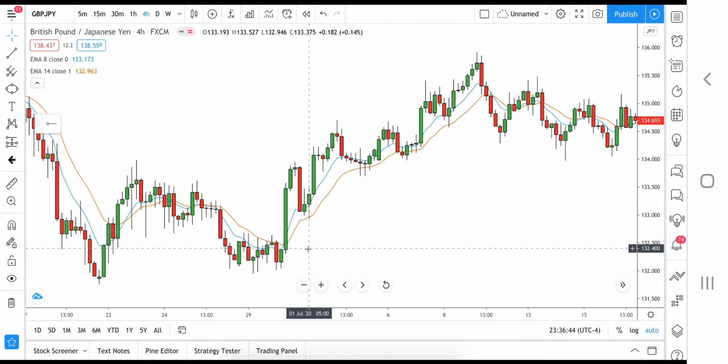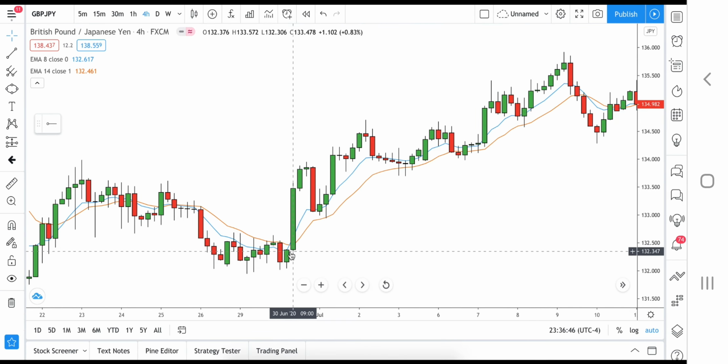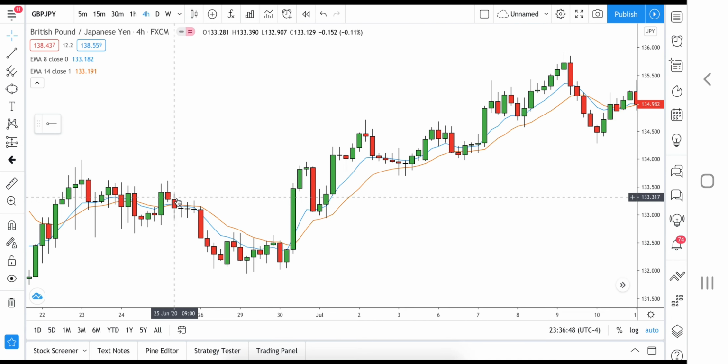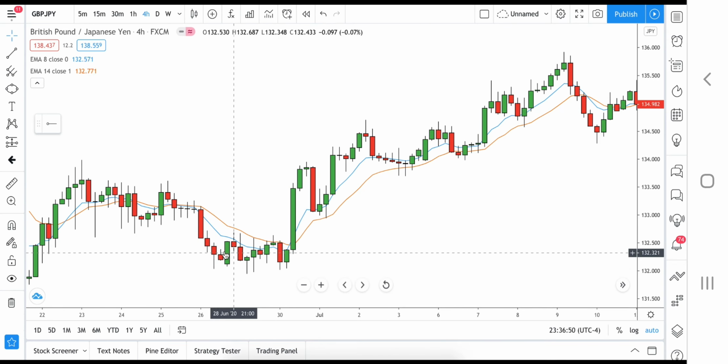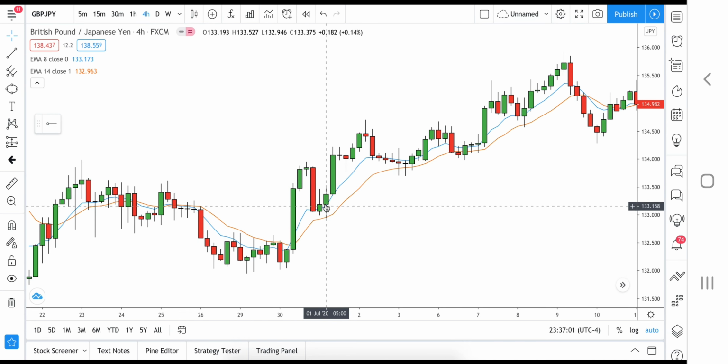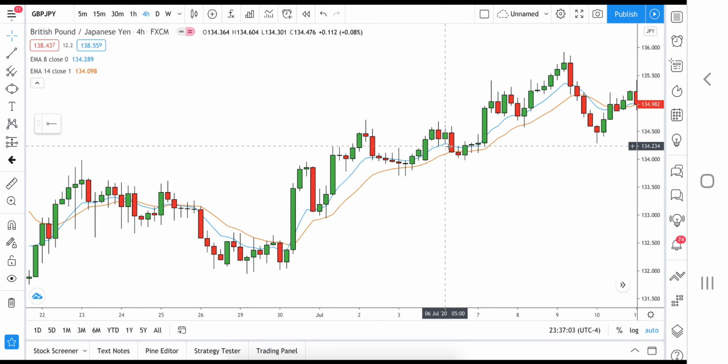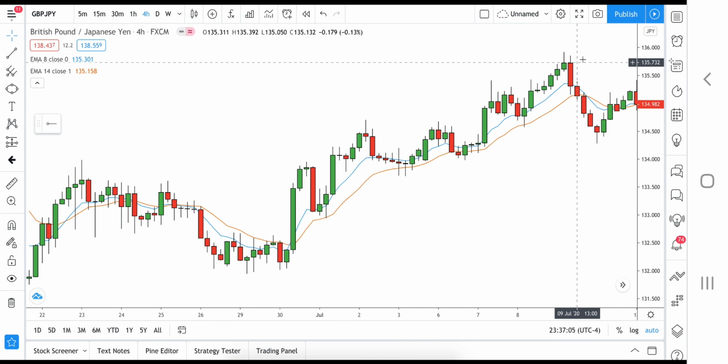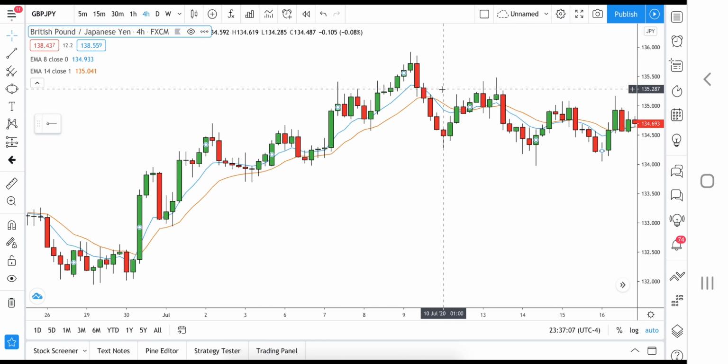Nice clean setup right here. Came down, entered consolidation. We were fiddling around with that 8 EMA. Finally breached above. The blue EMA crossed above the 14 and we entered that bullish momentum. Began to use the 8 EMA as that support until we cross back to the downside.